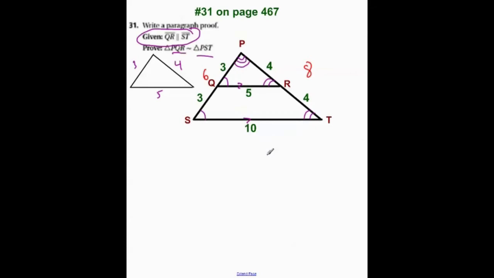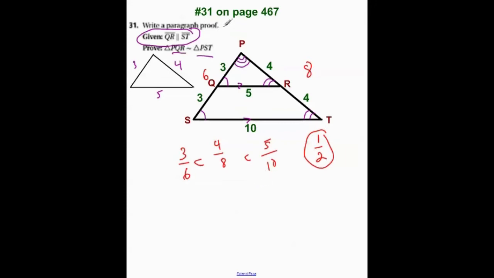So we set up a proportional statement. I'm going to do this side, 3 is to 6, as 4 is to 8, as 5 is to 10. Guess what? Each one of these boils down to 1 over 2. Every one of these is an equivalent ratio that gives us proportional. That proves that the sides are proportional.